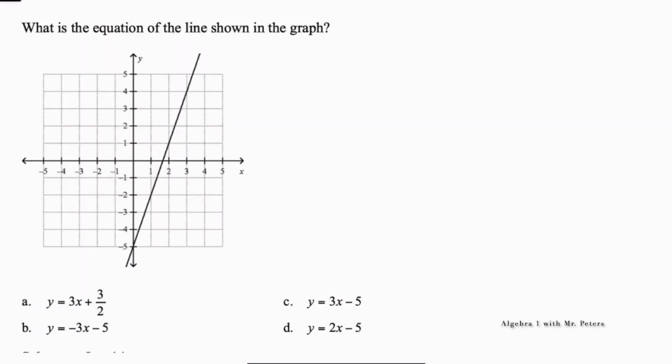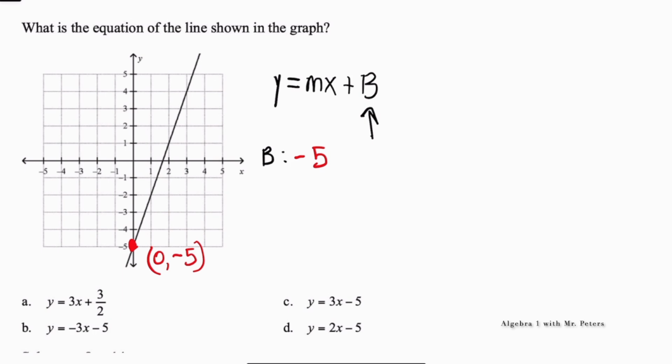In our next example, they always want us to match the equation of a line to the graph. So we need to know that this takes the format y is equal to mx plus b. And to start off, let's always identify what b is, that y-intercept. And when we look here, we have a y-intercept at (0, -5). So I know my y-intercept is -5.